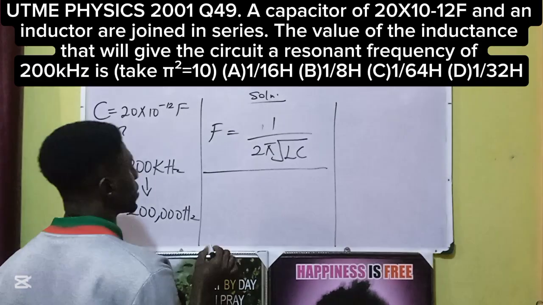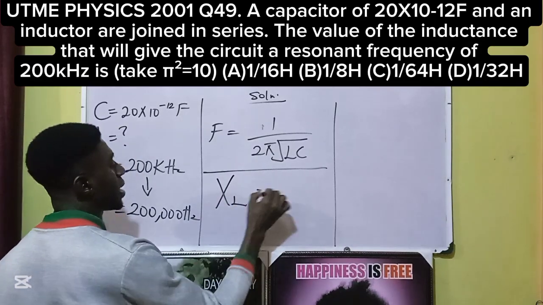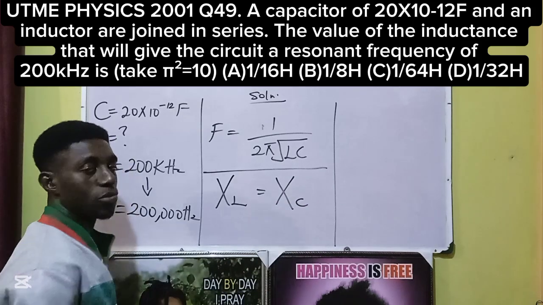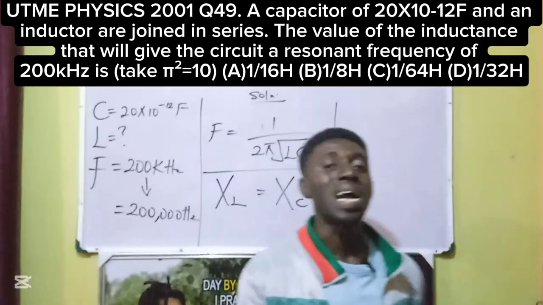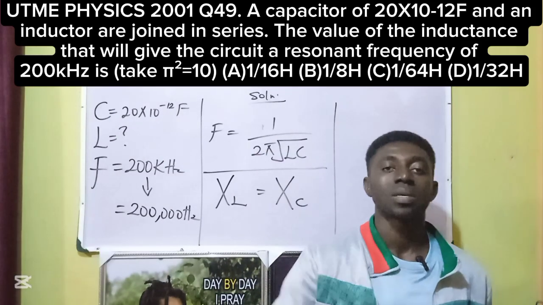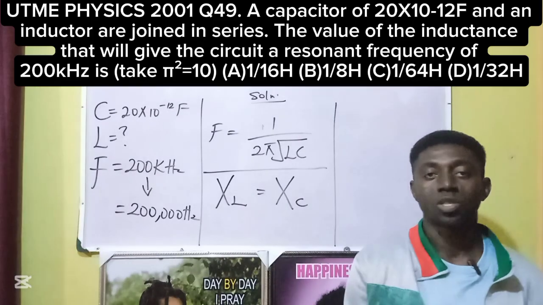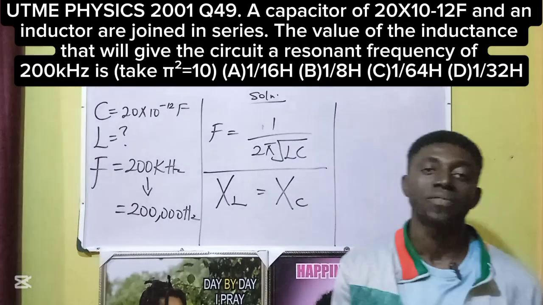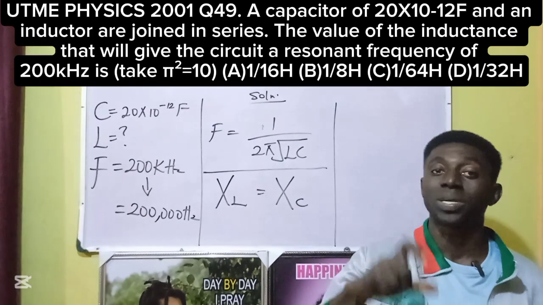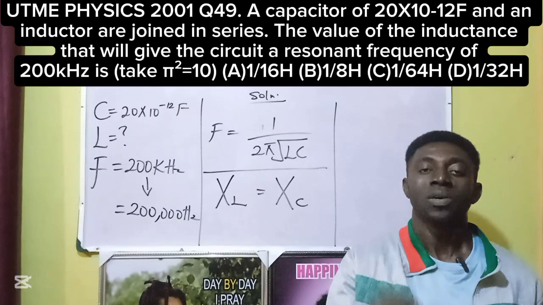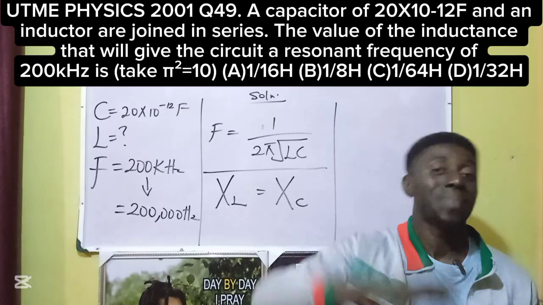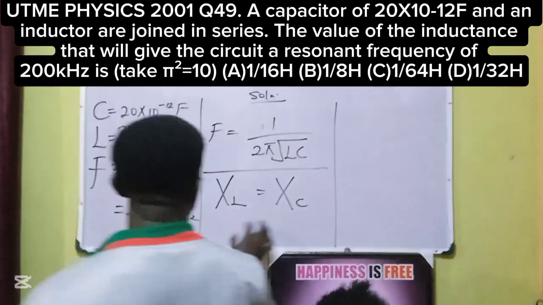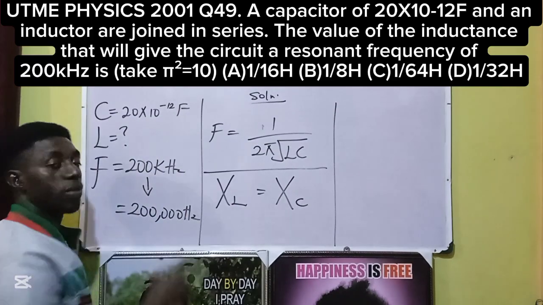In order to get this formula, we'll start this way: inductive reactance is equal to capacitive reactance. The reactances must be equal so they can cancel. Resonance circuit operates at the minimum impedance, resistance, or reactance, then at maximum current. Then let's forge ahead. So this is the starting of this formula.